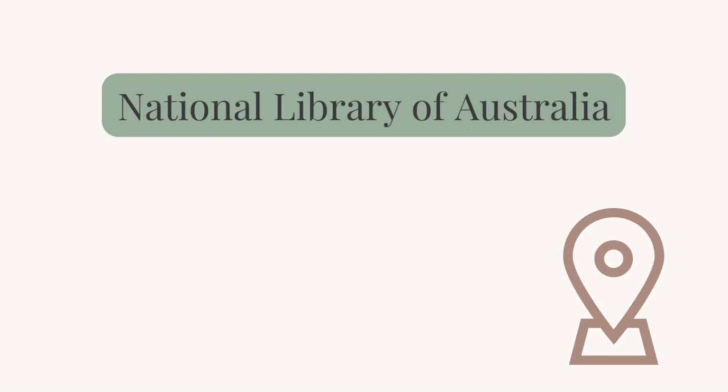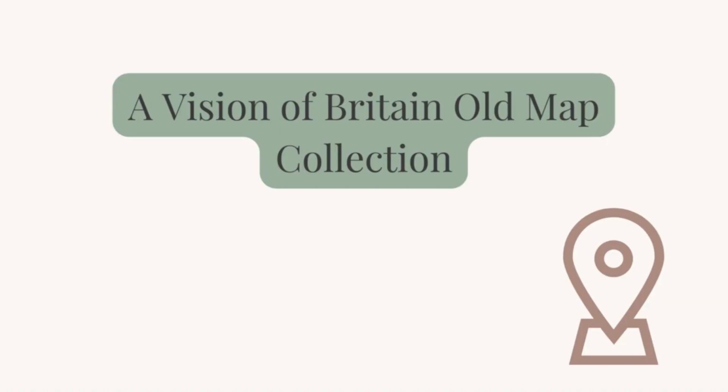Now, next up is the National Library of Australia. For those of you with Australian roots, find a large and varied map collection that includes topographical maps, street maps, Australian state and territory maps, and a lot more. Now, if you're researching British ancestors, you want to check out the Vision of Britain Old Map Collection. It is focused mostly on Britain from 1801 all the way up to current times.